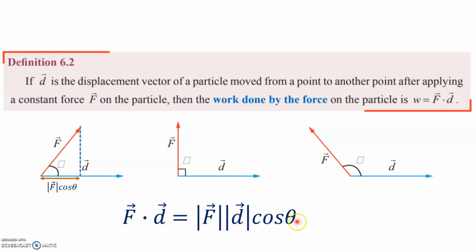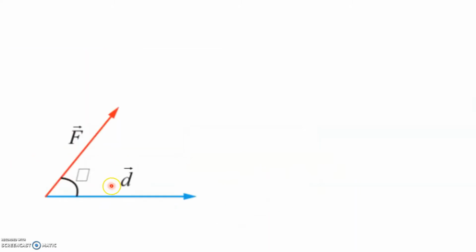When theta is 90 degrees, cos 90 is 0, so the work done will be 0. And when the angle is over 90 degrees, it will be pi minus theta, so cos of pi minus theta would be negative cos theta. So let's look into each of the cases. We will look into the first case first.